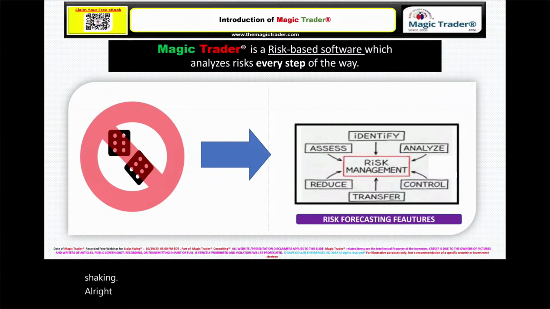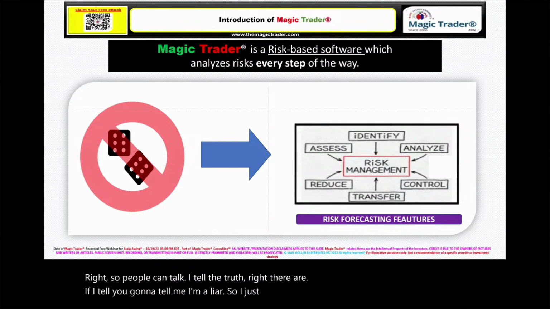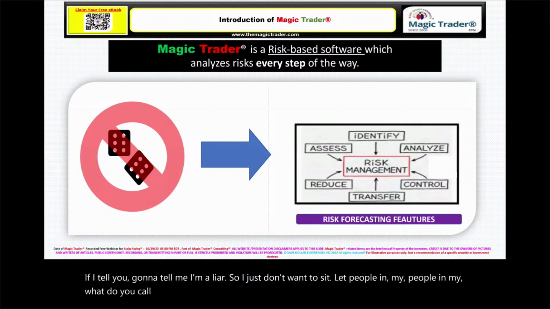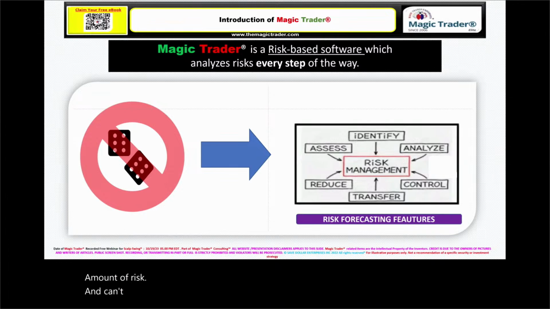All right. So if you don't have the right software, how could you mitigate the risk? People can talk. I tell the truth, but if I tell you, you're going to tell me I'm a liar, so I just don't want to state it. Let the people in my alert room, if they are there, tell you the amount of risk and combinations. I don't have to say anything, but be careful out there.